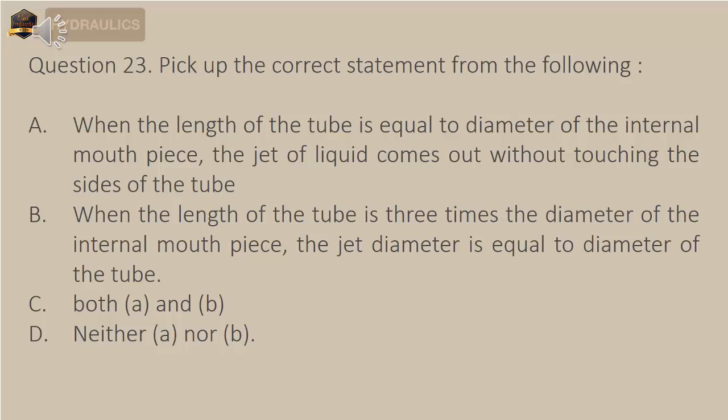Question 23. Pick up the correct statement from the following. A. When the length of the tube is equal to diameter of the internal mouthpiece, the jet of liquid comes out without touching the sides of the tube. B. When the length of the tube is 3 times the diameter of the internal mouthpiece, the jet diameter is equal to diameter of the tube. C. Both A and B. D. Neither A nor B. The correct answer is option C, both A and B.